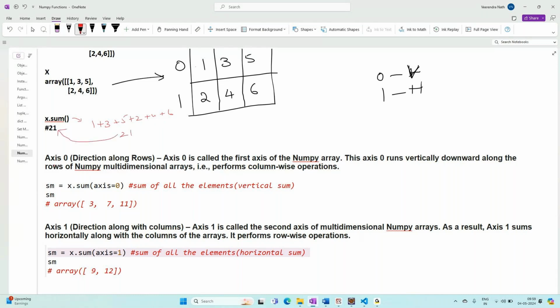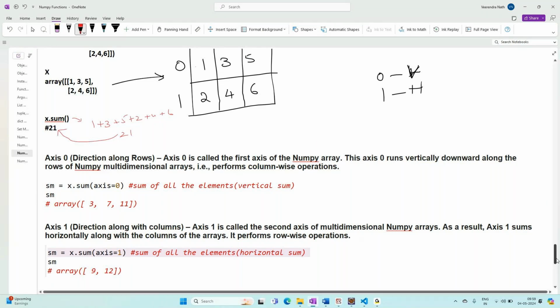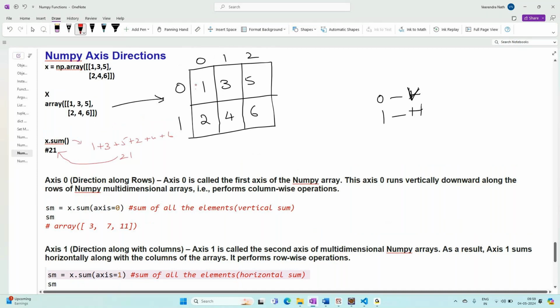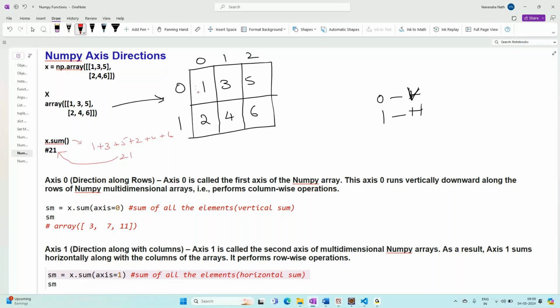Now I am saying axis 0, direction along the rows. Along the rows means this is row 0 and this is row 1. Axis 0 is called the first axis. Like x axis, y axis, you remember? First axis and second axis. Axis 0 runs vertically downward. So axis is equal to 0.